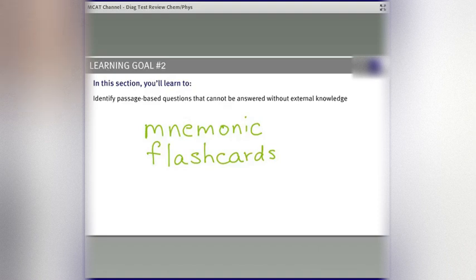Do I know this or not? If you know it, it goes in the I know it pile. If you kind of sort of know it, it goes in the I need to work on this pile. And if you've never seen it before, it goes on the wow, do I need to work on this pile.